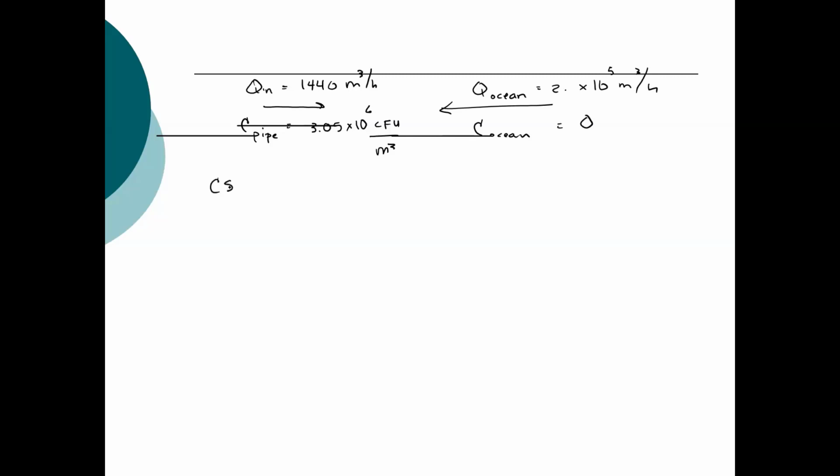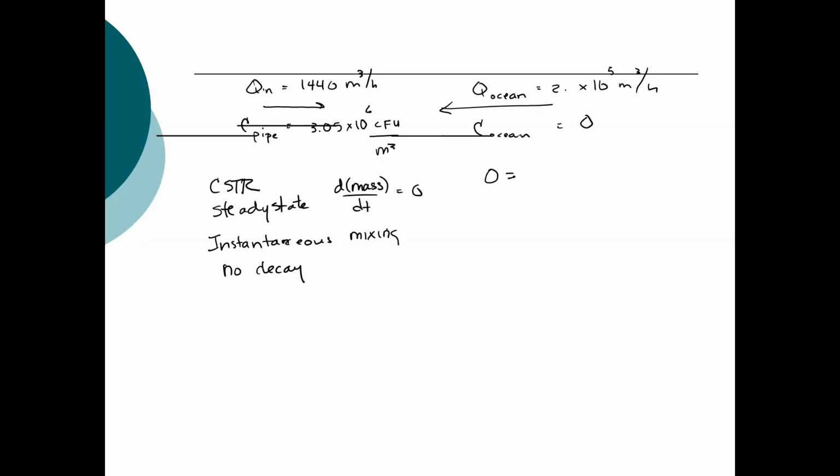So we'll assume a CSTR. We'll assume that we're at steady state, so the change in mass with respect to time is equal to 0. We'll assume we have instantaneous mixing, and we have no decay. So in that case, we have the change in mass with respect to time is equal to 0. We have two mass rates in. So we have the mass rate in from the pipe, the mass rate in from the ocean, and we have the mass rate leaving. And this is what's going back to the beach.